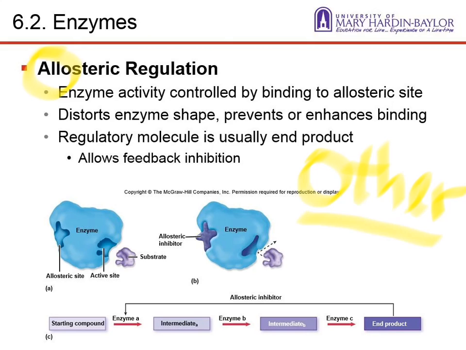You already know that enzymes have a particular shape that they have to fold into to be able to function. And an allosteric regulation process causes that enzyme to fold into another shape, a non-functional shape. And here's how it works.